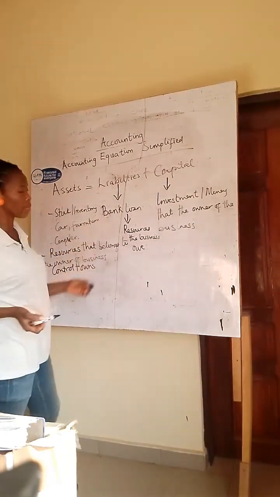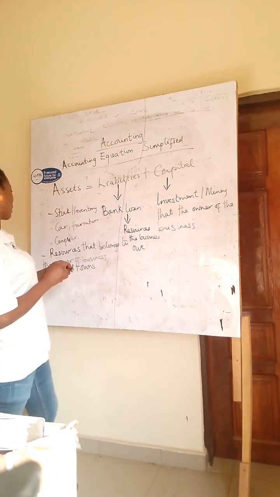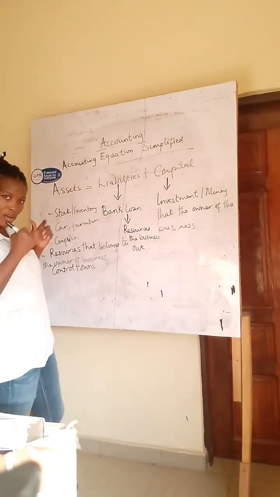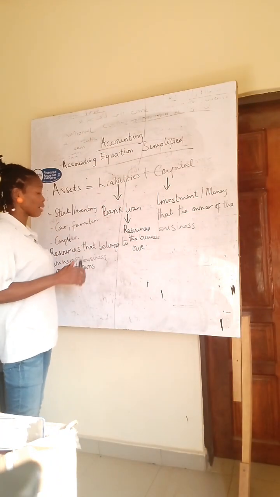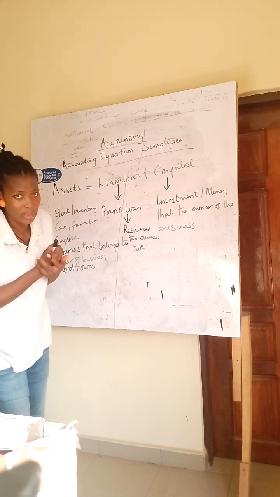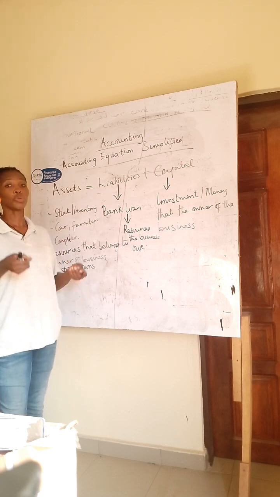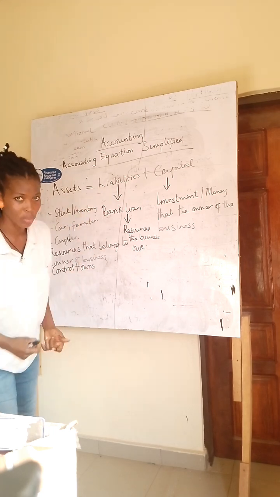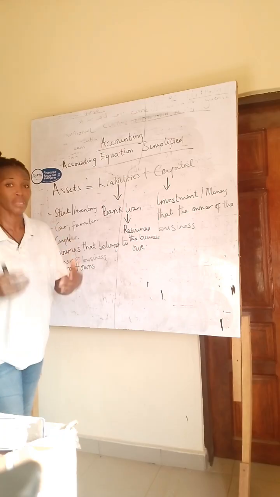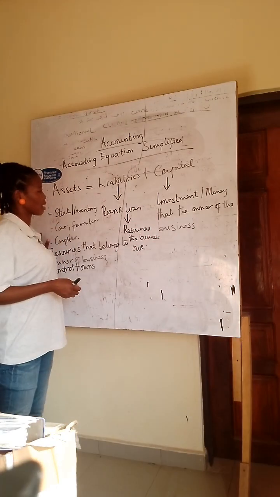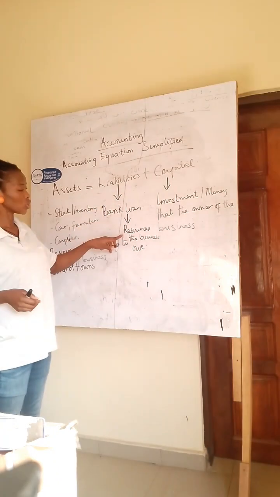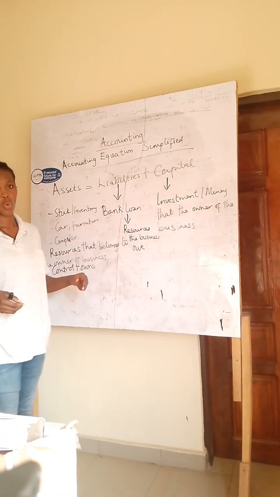So he's owing the bank. Are we together? Unlike assets, he's the owner of it. So that's the difference. Assets are resources that belong to the owner of the business, and most times he's going to use those resources to earn income or to make profits or to earn extra money. That's what assets are.